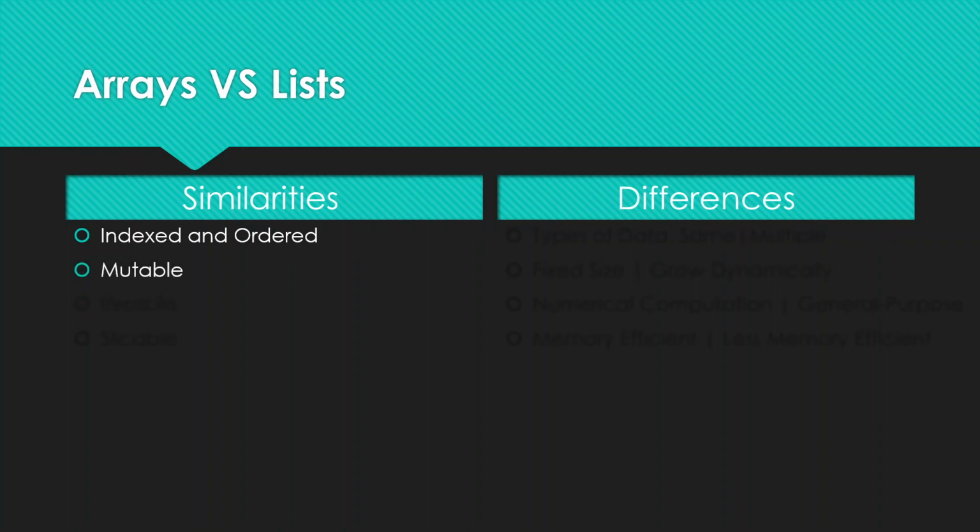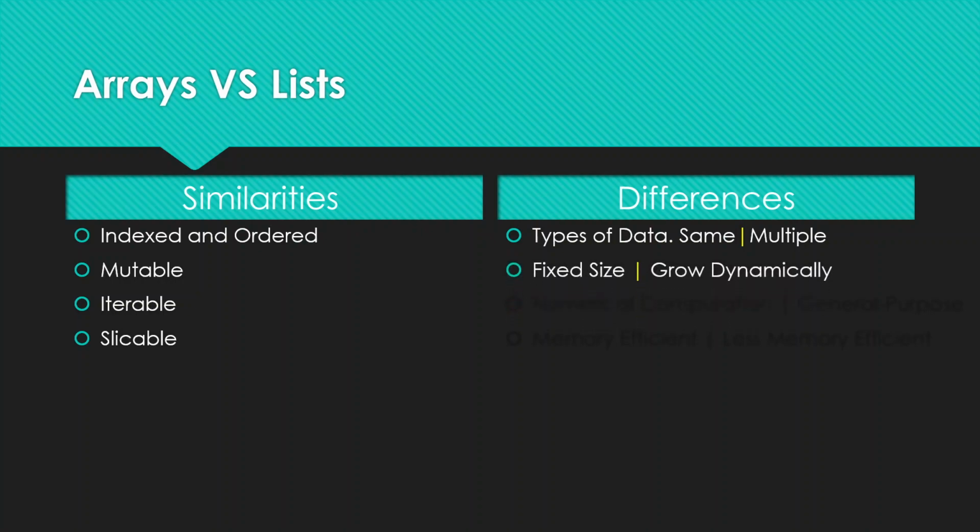So of course, for similarities, we've already talked about indexed, ordered, changeable, that is mutability, and iterable, meaning to access the elements, we need to move from one element to another sequentially. Sliceable, meaning we can break down an array or a list at a particular point and have two separate lists. The main difference is arrays can only contain elements of the same data type, but for lists, you can have multiple data types. We're going to see this in the practical in a few.